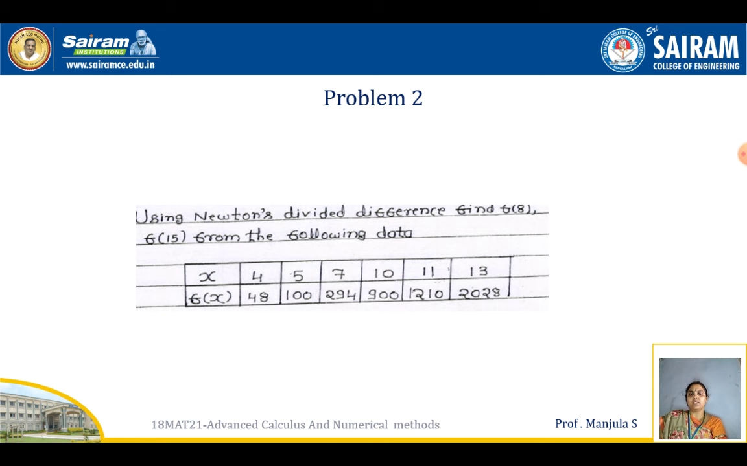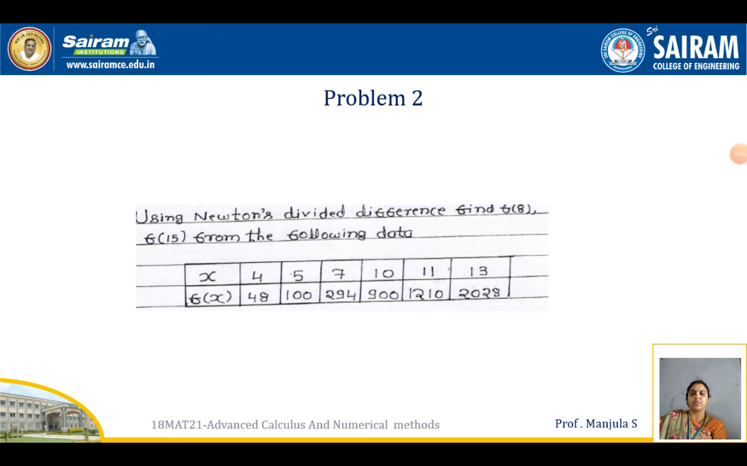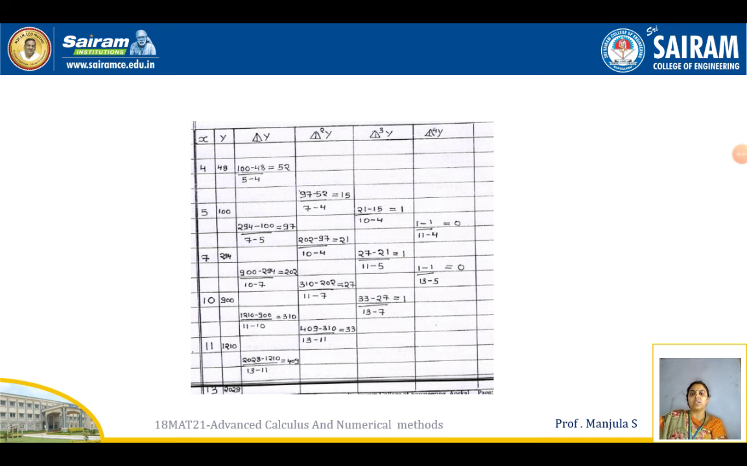Using Newton's divided difference, clearly they mention that only Newton's divided difference we have to use to find f of 8 and f of 15 from the following data. The x value and the corresponding f of x value they have given here. So now we'll go for using that Newton's divided difference table. First we have to construct the table. So x and y values we just write as they are. Then we go for finding all the table values with the help of the formula.